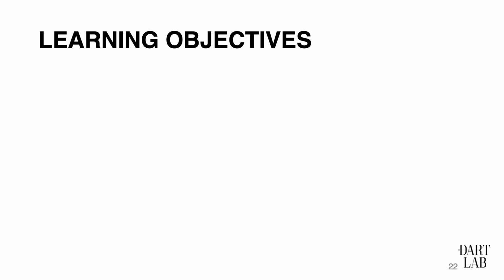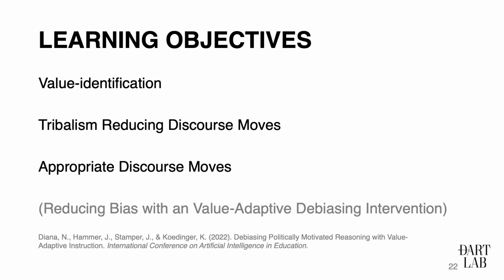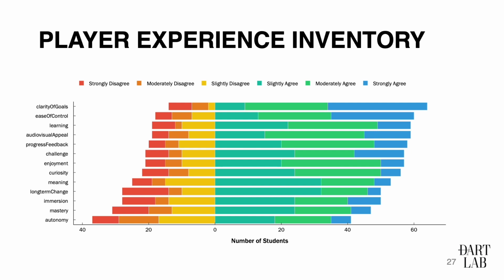So there are 3 main learning objectives that we had when designing this game. How good are students at identifying values, reducing tribalism, and choosing appropriate civil discourse moves. And we actually had a 4th one that had to do with reducing bias with the use of a value adaptive intervention. If you're interested in that, you can find more information in this paper. So we tested this game in 2 local schools with 6 classrooms. One of these is double counted here. We did get player experience, some qualitative and quantitative experience data. I don't have time to get into it here, but it was mostly positive.